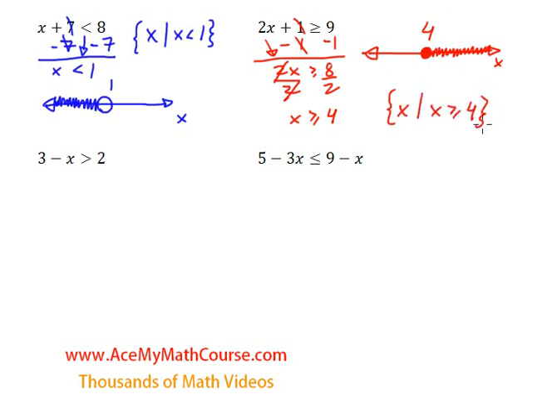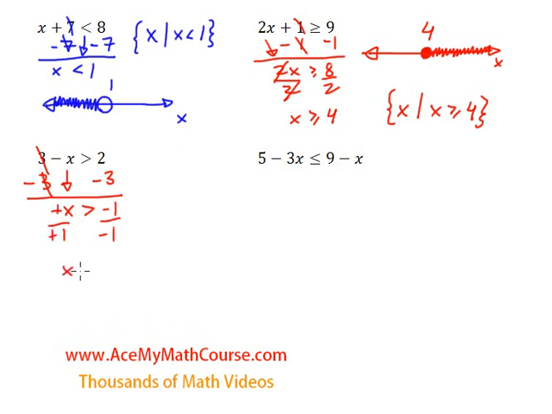Okay, now, third example. 3 minus x is greater than 2. First step, I will subtract 3 from both sides over here. 3 minus 3 is 0. Bring down the negative x. Negative x is greater than 2 minus 3, negative 1. Then I need to divide both sides by negative 1. So negative 1 divided by negative 1 makes a positive 1.